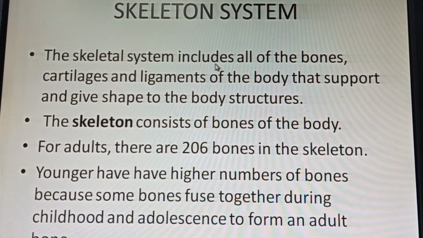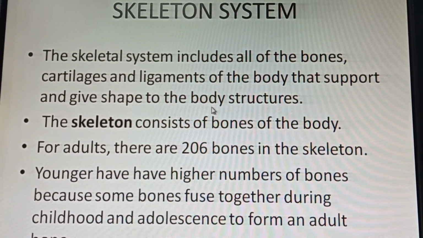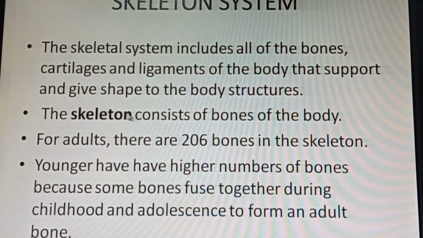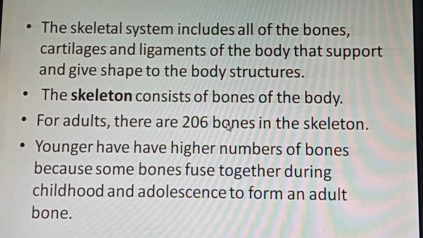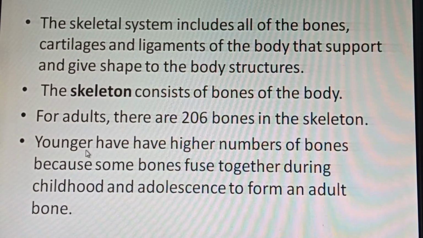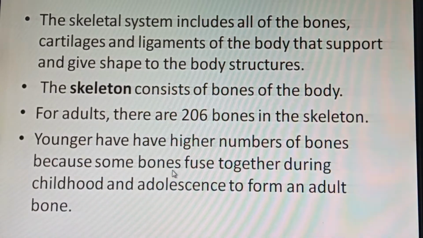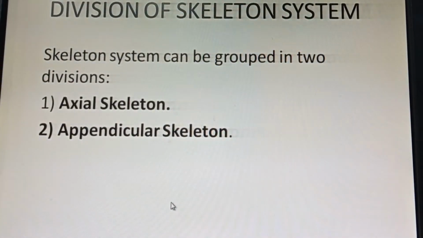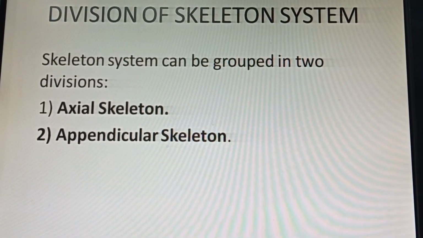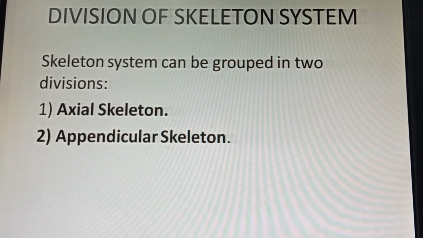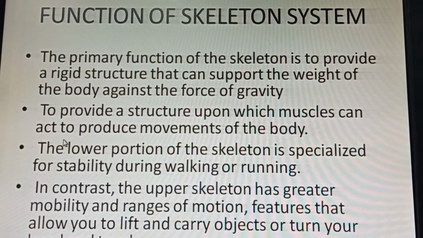Skeleton system includes all bones, cartilages, and ligaments of the body which support and give shape to the body structures. Skeleton consists of total 206 bones, but younger have higher number of bones because some bones fuse together during childhood. Division of skeleton system. As we discussed, skeleton system divides into two groups, axial skeleton and appendicular skeleton.